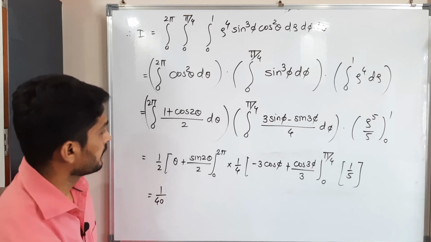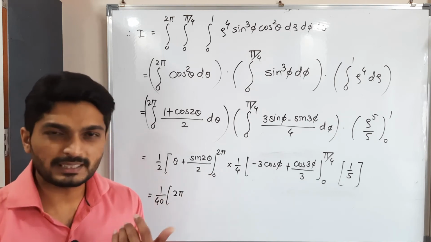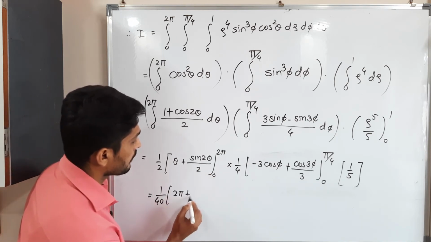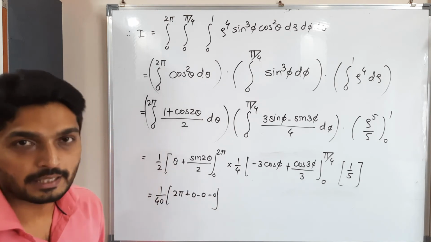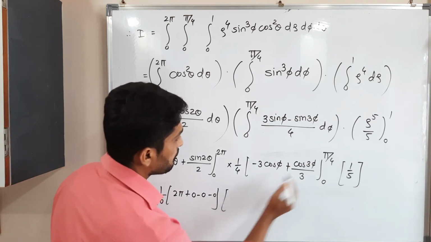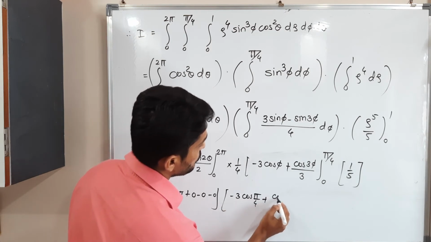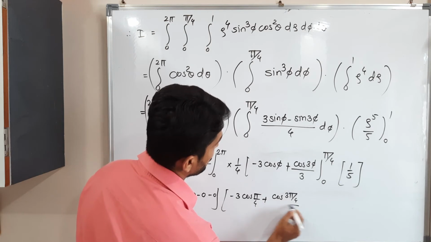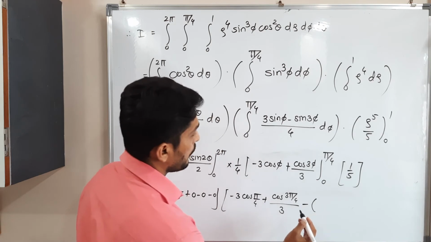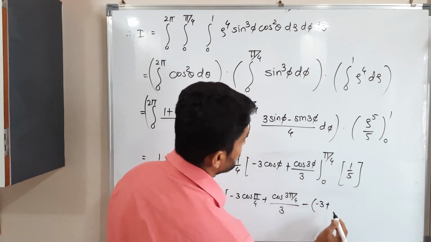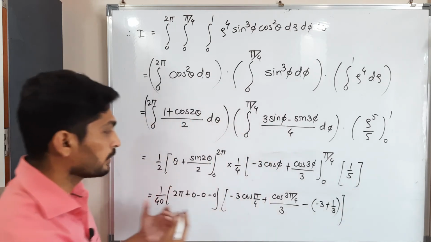Let us put the upper limit 2 pi here. If I put 2 pi, sine 4 pi is 0, so the remaining terms are 0 except the first, that is 2 pi. Here, if I put pi by 4, minus 3 cos pi by 4 plus cos 3 pi by 4, divided by 3. If I put 0, cos 0 is 1, so it is minus 3 plus cos 0 is 1, so it is 1 by 3. That 1 by 5 we have already taken here.